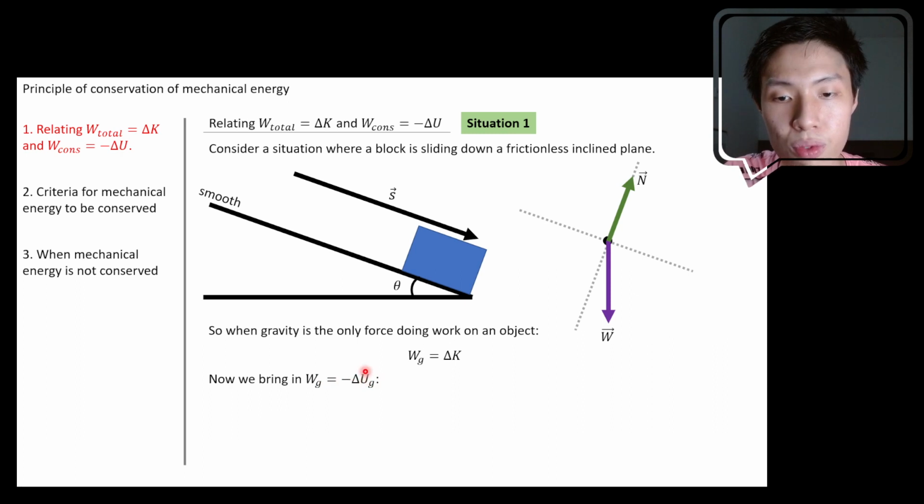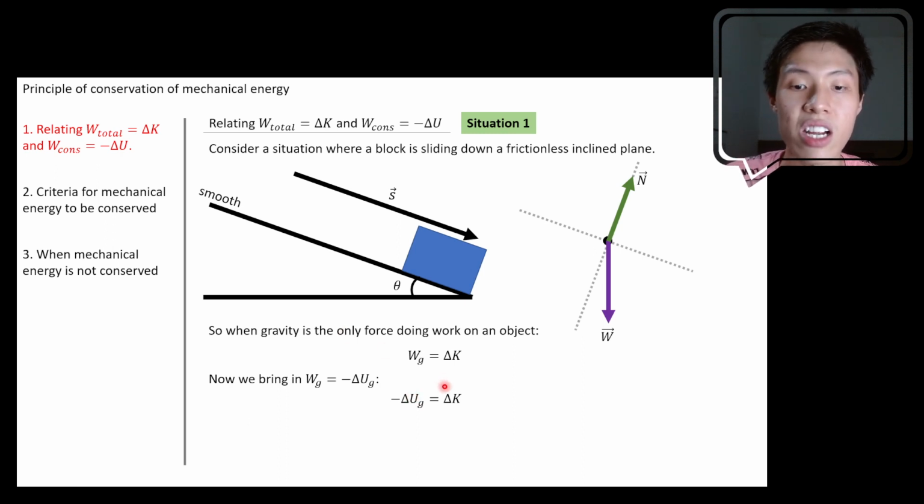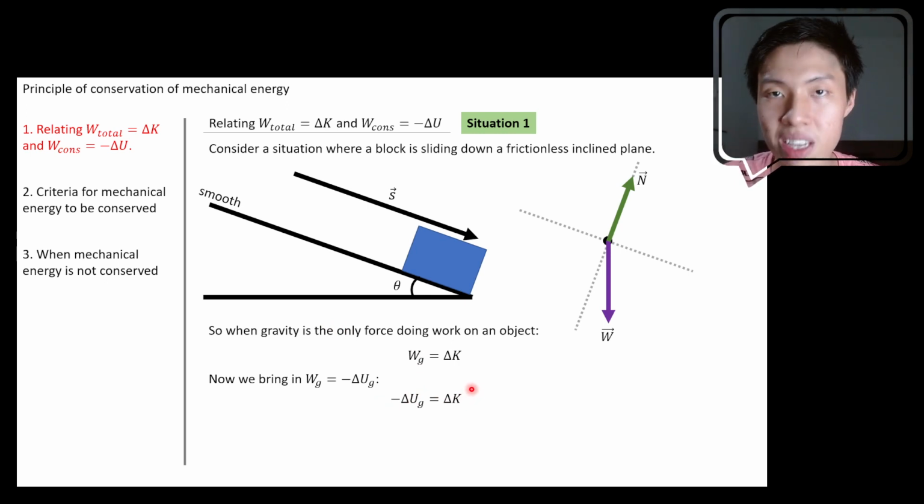So now if we substitute this negative change of gravitational potential energy to replace our work done by gravity, this will be the new equation, where everything is expressed in terms of energy and there is no more work done in the equation anymore. This is very important because I'm going to expand it to show that something interesting is happening.